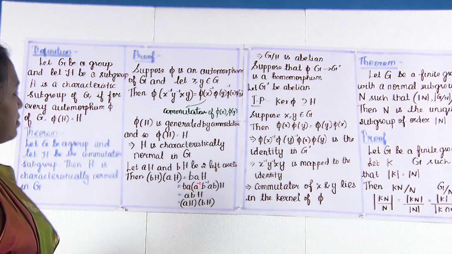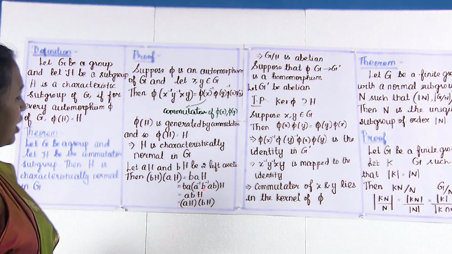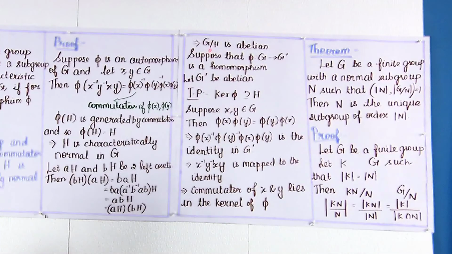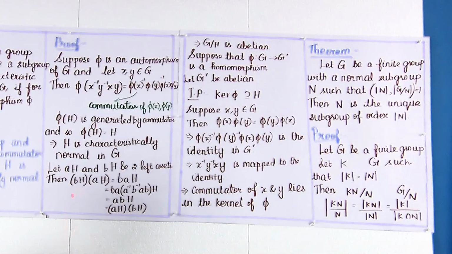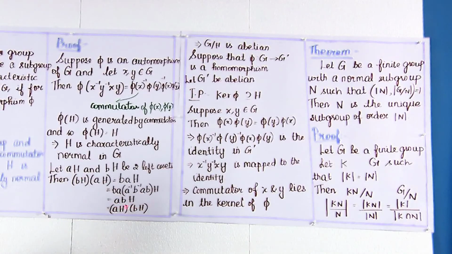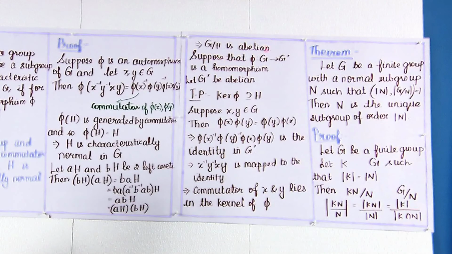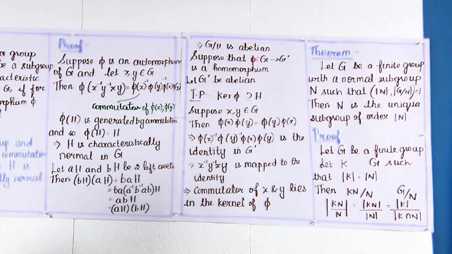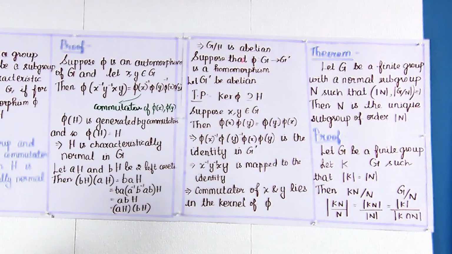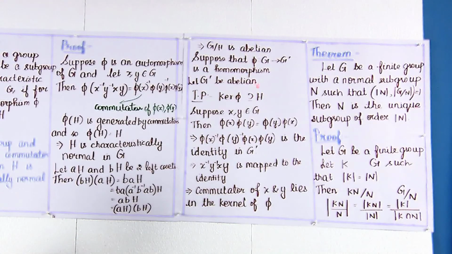When you cancel the terms and you club them together, you are going to get ABH, and that can be written as AH times BH, which implies that G by H is abelian. So, I have proved that this element times this element is equal to the product of the reverse also. So, it is abelian. Now, let us consider a function phi from G to G dash to be a homomorphism. Let G dash be abelian.